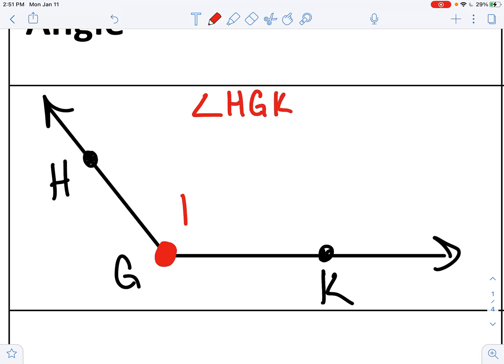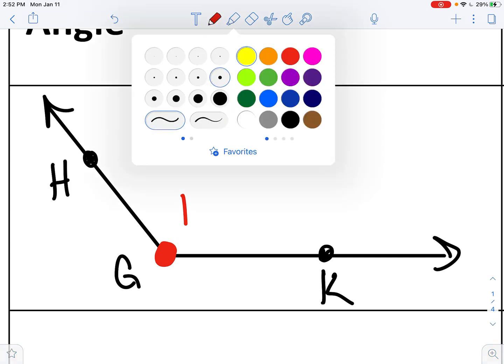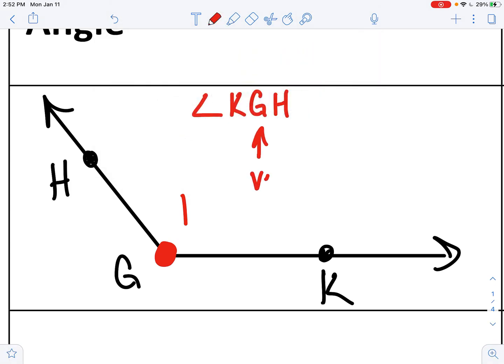So it could be HGK, angle HGK. Now I could also switch up the other two letters, angle KGH. There's no reason I couldn't do that. As long as that vertex is right in the middle, that is a proper name for my angle.